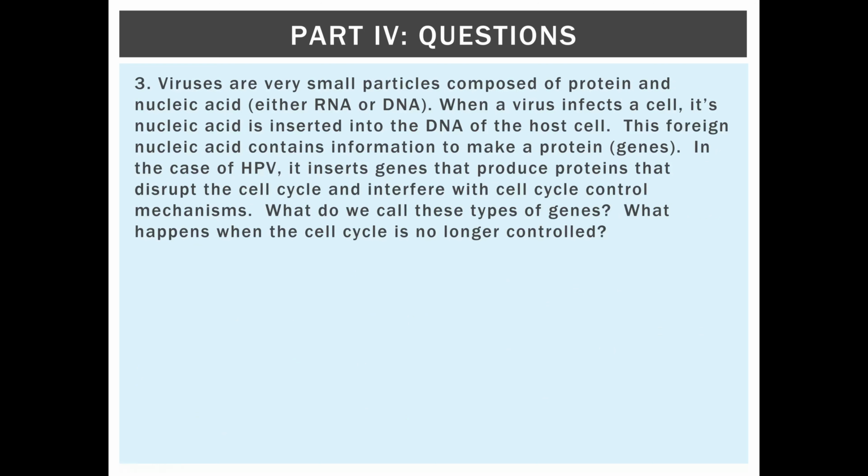Viruses are very small particles composed of protein and nucleic acid, either RNA or DNA. When a virus infects a cell, its nucleic acid is inserted into the DNA of the host cell. This foreign nucleic acid contains information to make a protein, so it contains its own genes, but it's inserting those genes into our DNA. In the case of HPV, it inserts genes that produce proteins that disrupt the cell cycle and interfere with cell cycle control mechanisms.